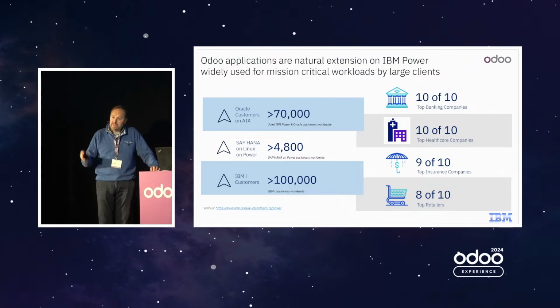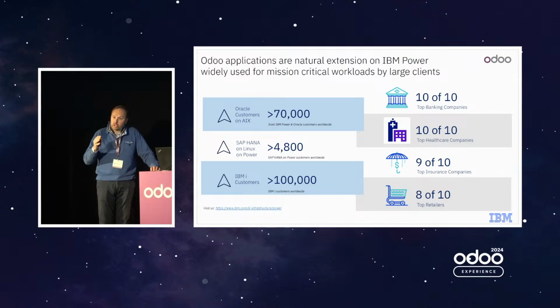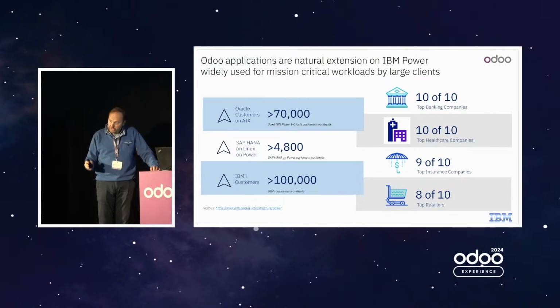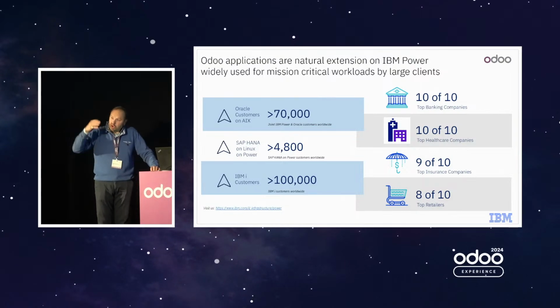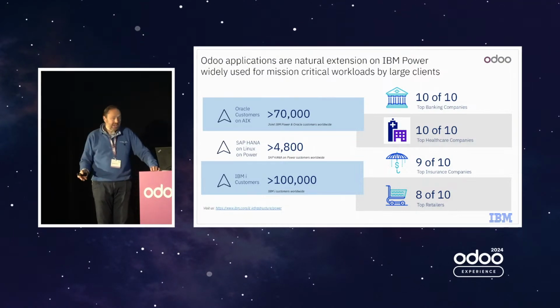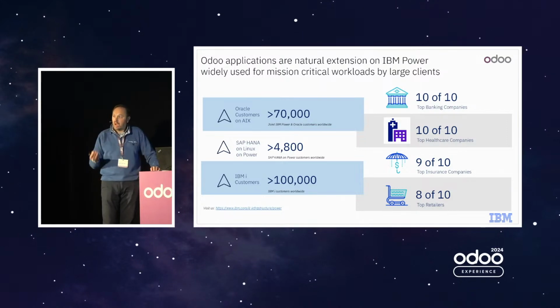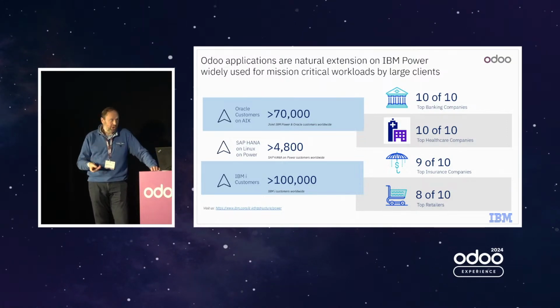And consolidation means a good TCO, a total cost of ownership. So it's really important that you know within your own enterprise that you can consolidate workloads such as Odoo on the existing footprint that we have. So it's a natural fit.